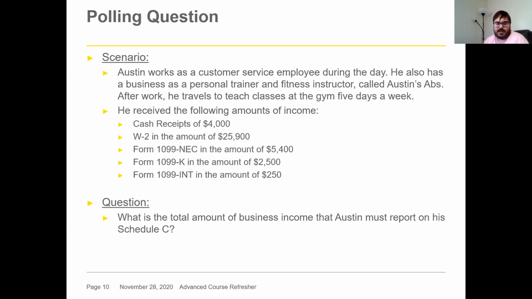So all in all, you would have, I'm terrible at doing math in my head in the morning. So the total business income would be $11,900. You would not put the 1099-INT because that's for interest income. So that would not go on the Schedule C. All right.